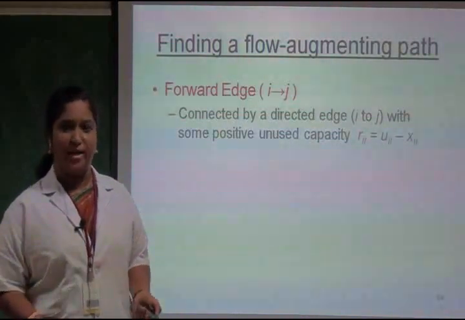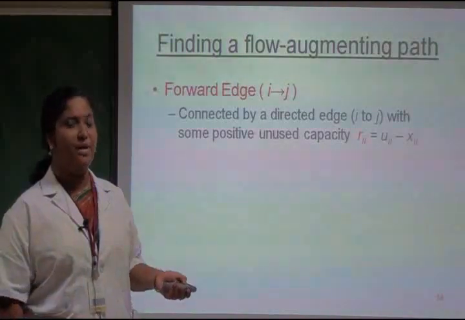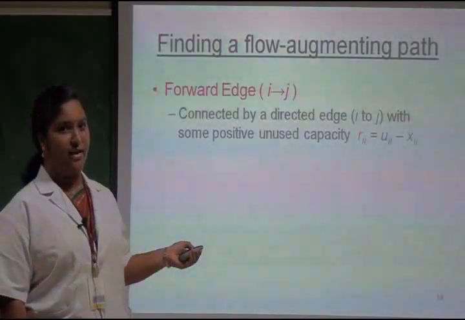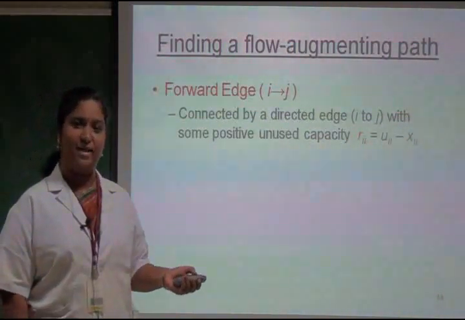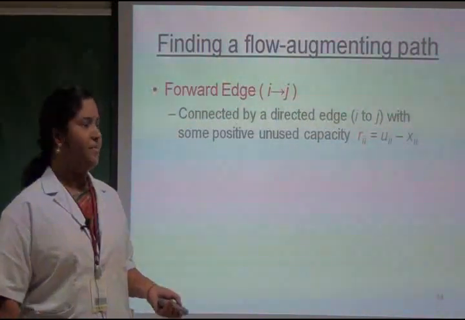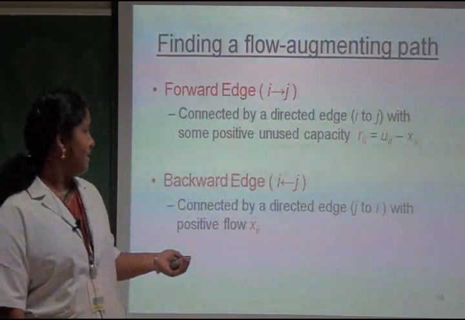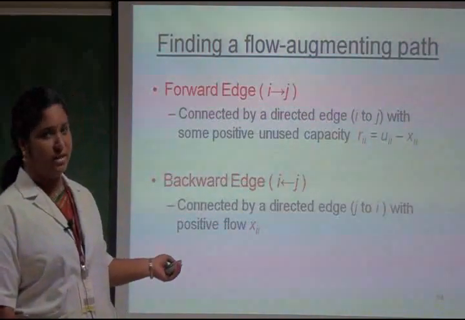So 5 minus 2 becomes 3, which means that you can send 3 more units on that edge. So that gives you your Rij value. So Rij gives you the remaining capacity which can be sent through that particular edge i, j. So this is your forward edge. And then the next one is a backward edge. It is an edge from vertex j to vertex i.